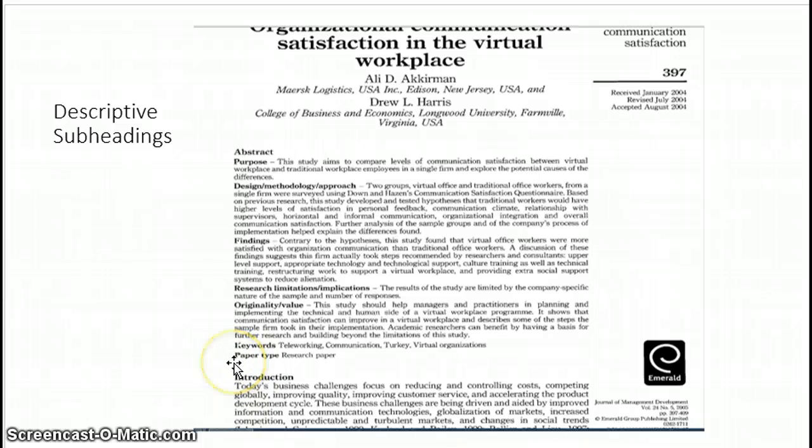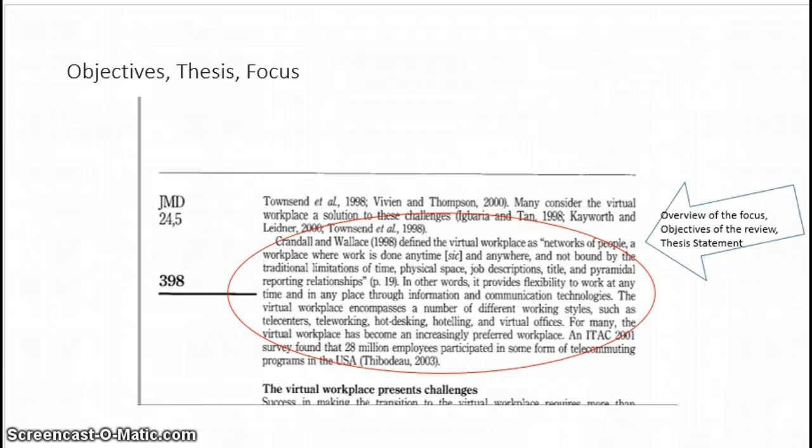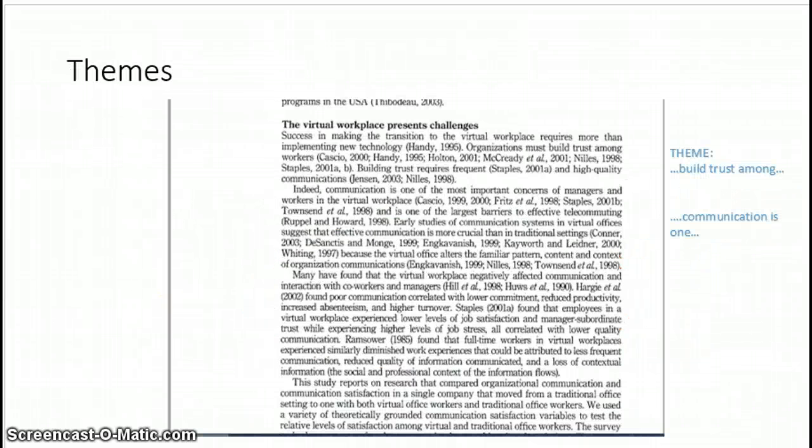It's a research paper. In the beginning of the research paper, you will see where there is an introduction of the paper, but they also provide us with the objectives of the paper, the focus of the paper, and also the thesis statement. As you can see here, the thesis statement was contained in the second paragraph of the paper.